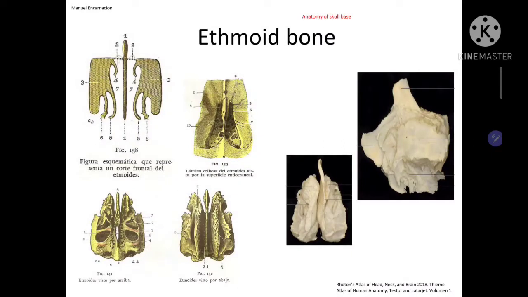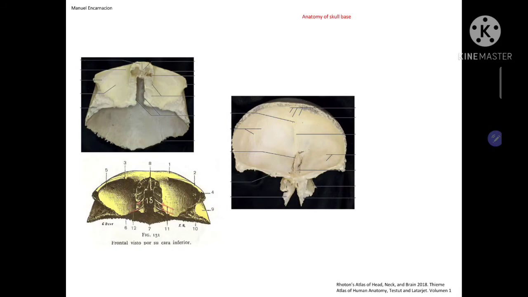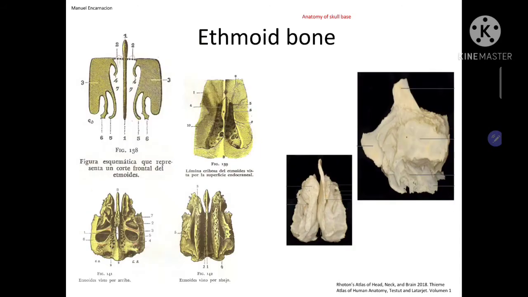Okay, today we're gonna continue talking about the skull base, and we're gonna continue with the ethmoid bone. You remember we spoke about it when we talked about the frontal bone. We located the ethmoid bone inferior to the frontal bone. So we can say that the ethmoid bone is a central and symmetrical bone.